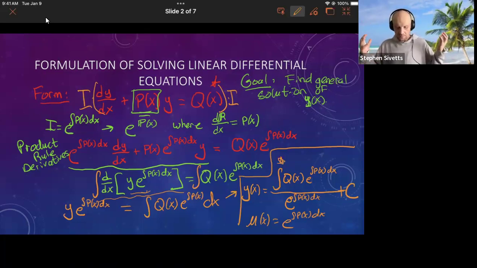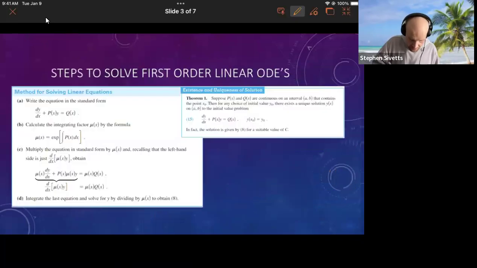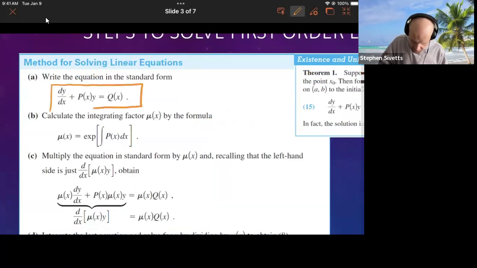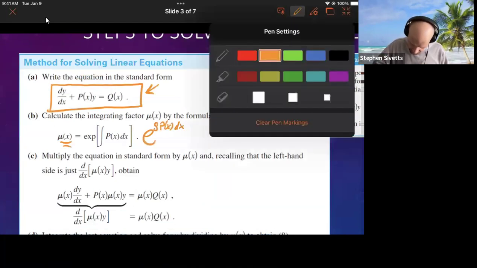And then I actually did an overview of the steps to solve a first order linear differential equation, but right here, this is how you proceed with the steps. So you're going to write out a first order differential equation in standard form. So this is the standard form of a linear differential equation. Then mu of x, they labeled this as the integrating factor. So the integrating factor was e raised to the integral of p of x dx. It's not an s, it's an integral.